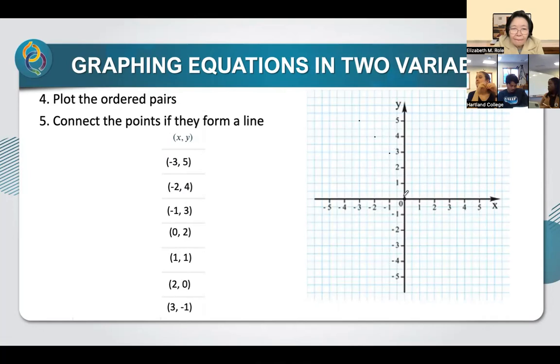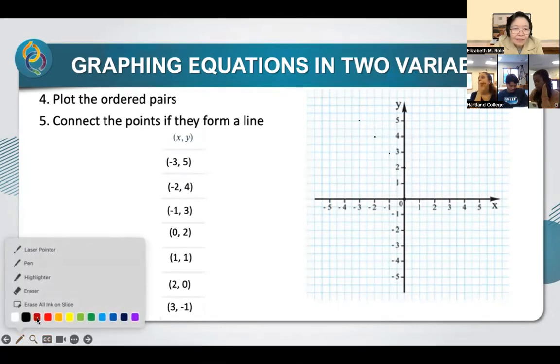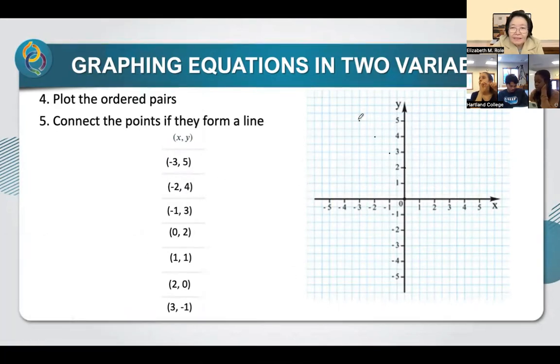Then 0, 2. It's there, right? Maybe let's put that in red so that it's easy for us to see. And then 1, 1. And then 2, 0. It's there again. And then 3, -1.